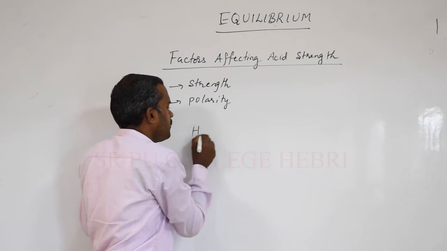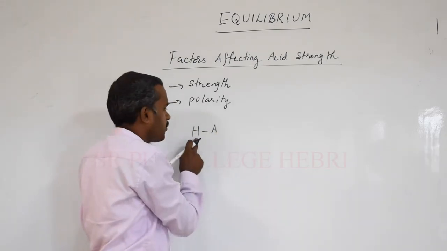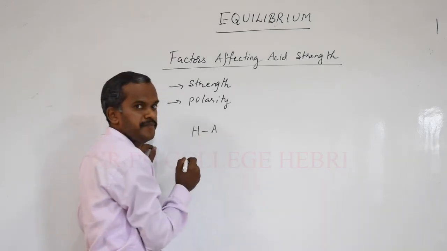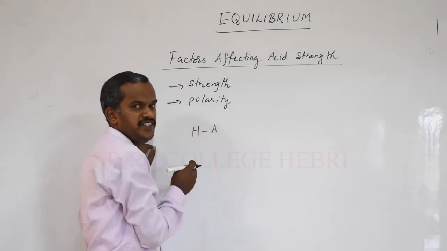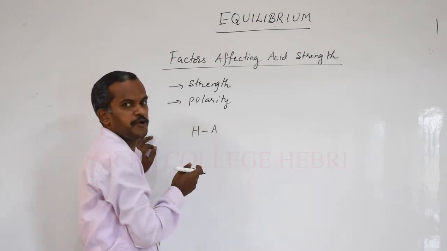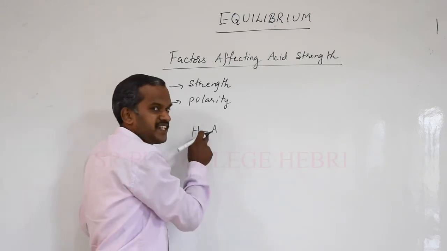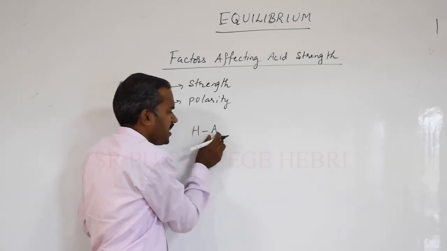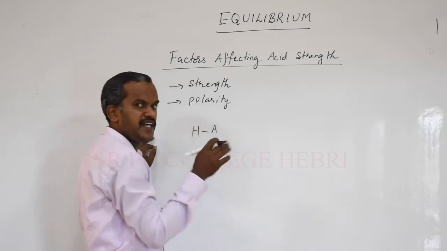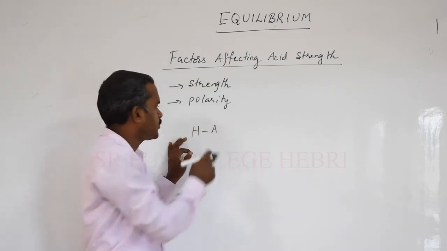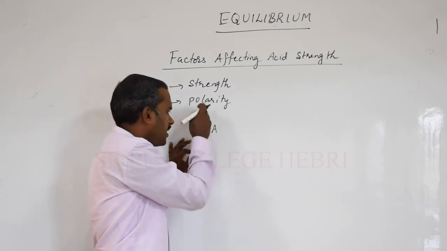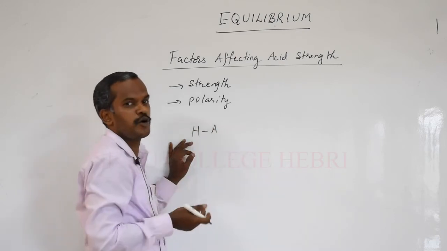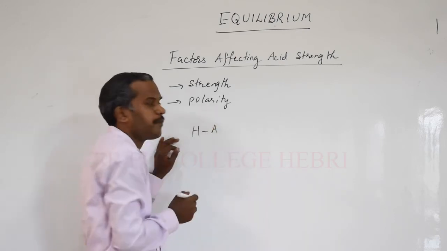Suppose the bond between H and A, H for hydrogen and A for an acid radical, in an acid. If the bond becomes weaker, then breaking of the bond becomes easy, and more H plus ions are produced. So as the strength of the bond between hydrogen and A decreases, the acidic strength increases. What does this mean? When the bond is weak, H plus and A minus ions are formed easily, so it becomes a stronger acid.